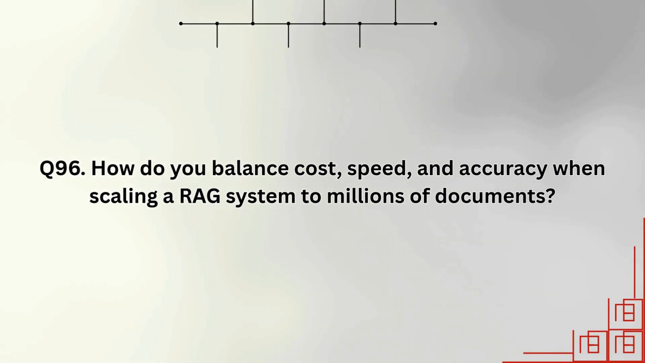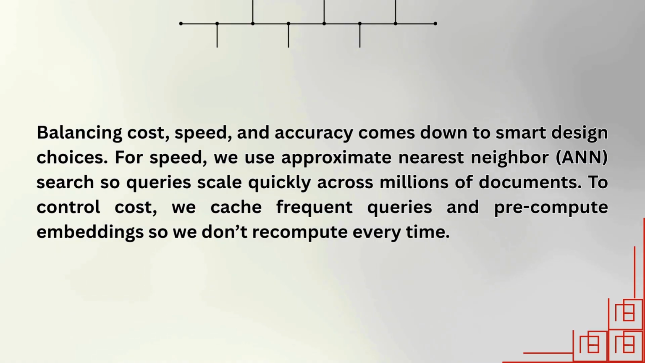How do you balance cost, speed, and accuracy when scaling a RAG system to millions of documents? Balancing cost, speed, and accuracy comes down to smart design choices. For speed, we use approximate nearest neighbor, ANN search, so queries scale quickly across millions of documents. To control cost, we cache frequent queries and pre-compute embeddings so we don't recompute every time.